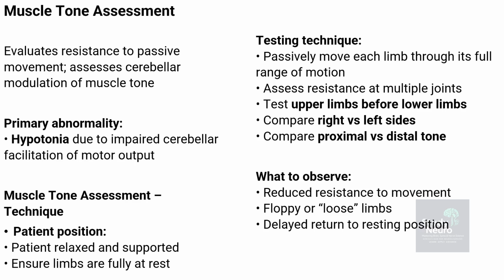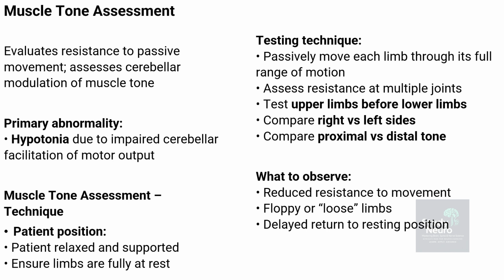Assessing muscle tone helps us understand how the cerebellum modulates motor output rather than generating force itself. In cerebellar disease, the typical abnormality is hypotonia, which reflects impaired facilitation of motor activity rather than true weakness. Initiate the examination with the patient fully relaxed and well supported. Passively move each limb through its full range of motion, paying attention to the resistance you feel at different joints.